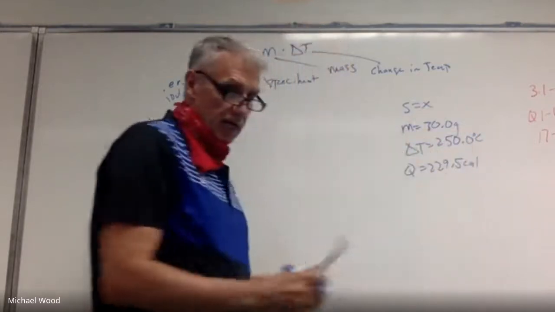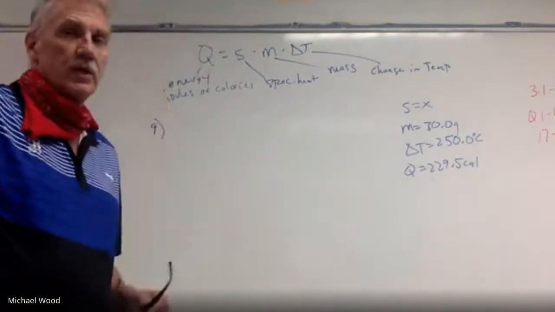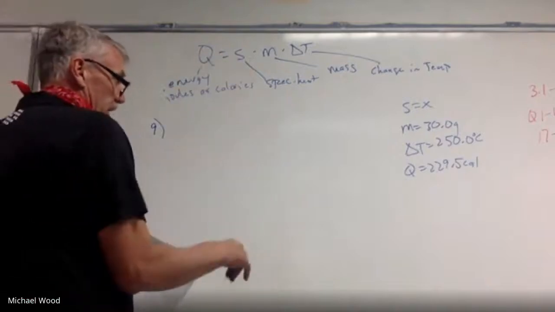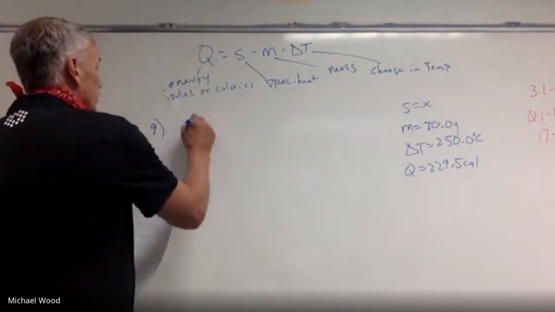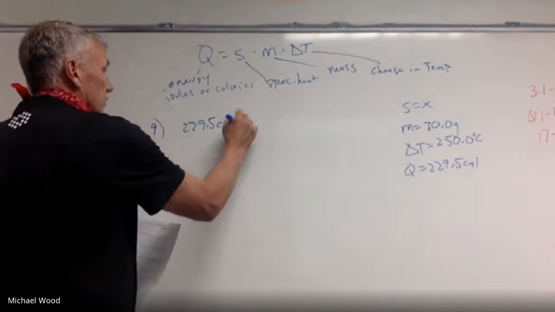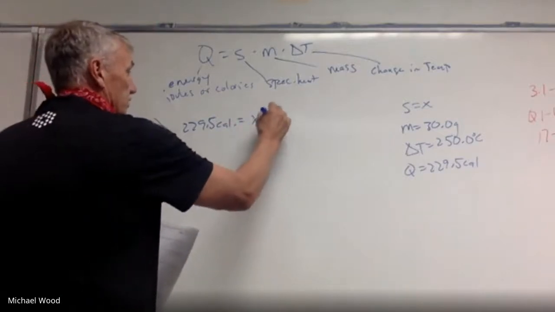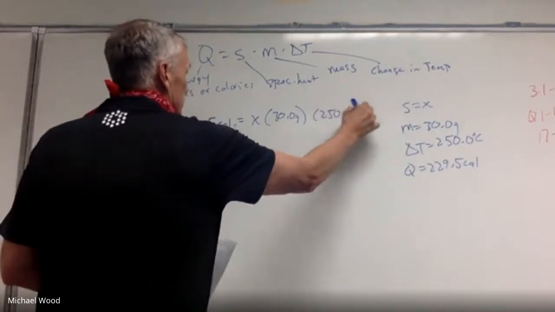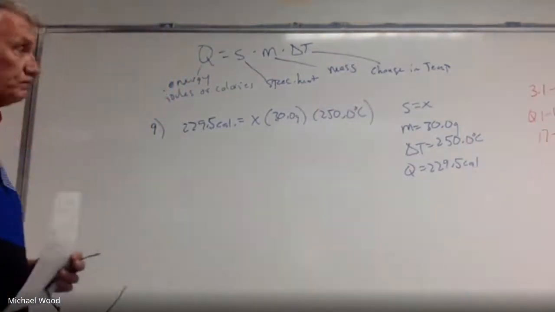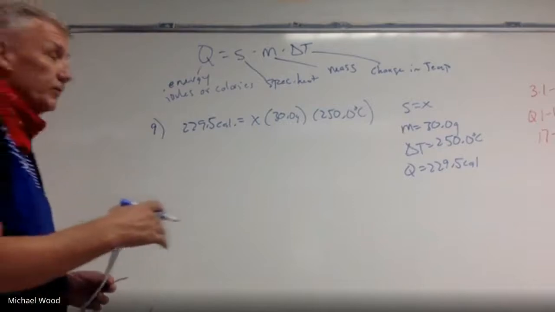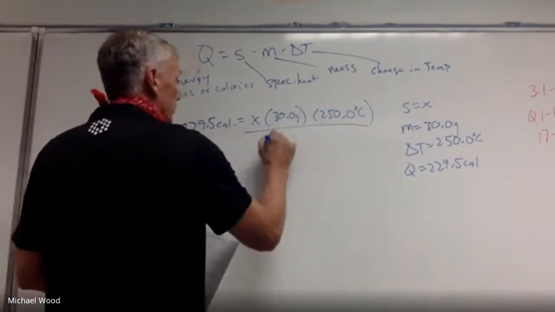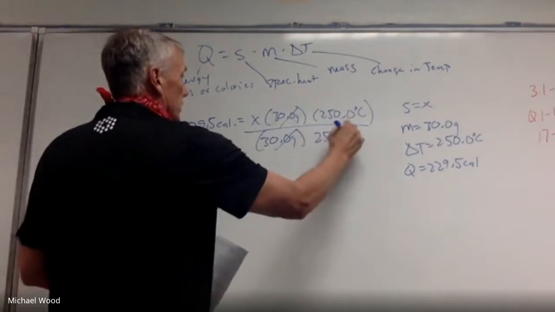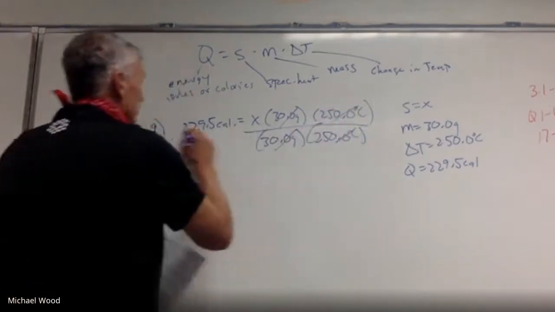So again, I think this is not just for these problems, but for all the problems, it's a good idea just to list everything out. So now if I plug in, Q is 229.5 calories. Specific heat is X. The mass is 30 grams. And the delta T is 250 degrees Celsius. So again, I'm plugging everything in, and now I'm going to solve for X, which means I'm going to isolate X. I'm going to get X all by itself on one side of the equation. So I'm going to divide 30 off both sides and 250 off both sides.